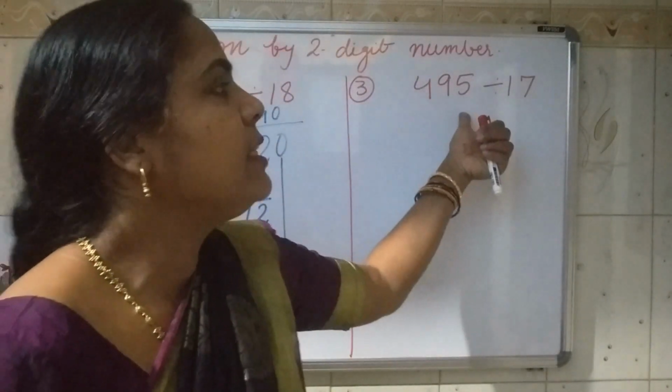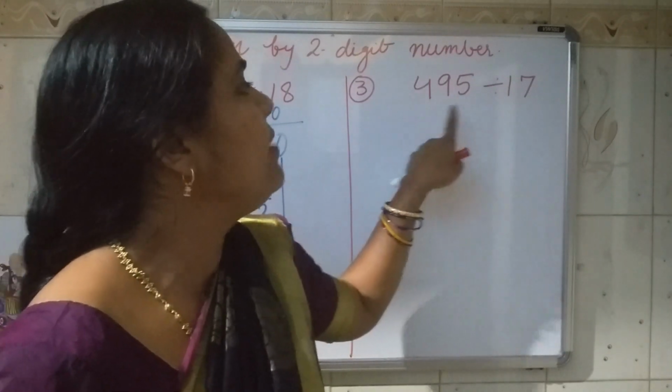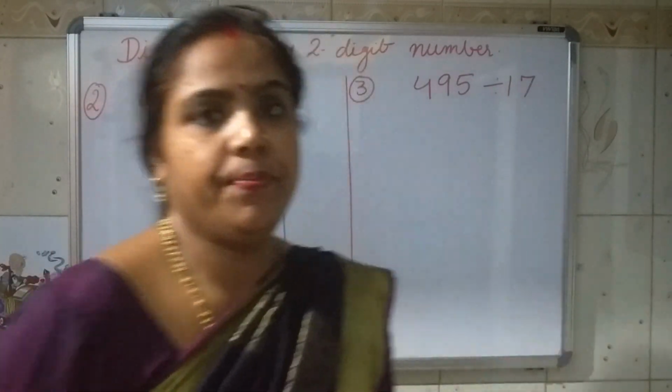Now this question you have to solve on your own. 495 divided by 17.